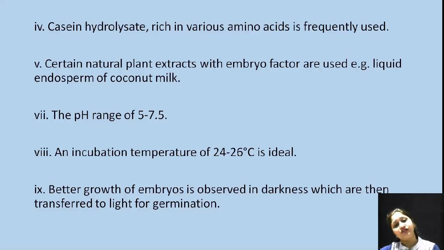The pH range of the media should be between 5 and 7.5, and the incubating temperature of 24 to 26 degrees centigrade is ideal. Better growth of embryo is observed in darkness, and they are then transferred to light for germination. In the initial weeks, the first or second week of explant growth, the explant is the embryo here, so it needs a dark environment. After the second week, if you provide light, it will be good for germination, because the embryo's tendency is to stay in the dark.